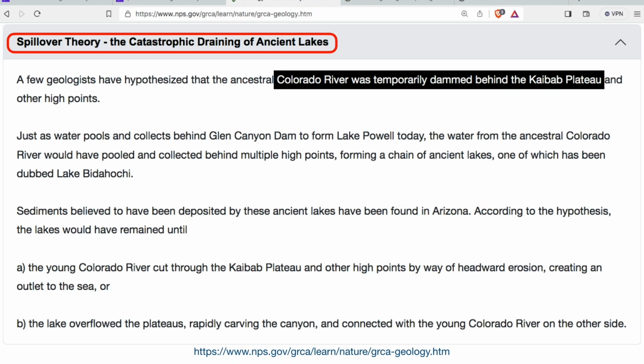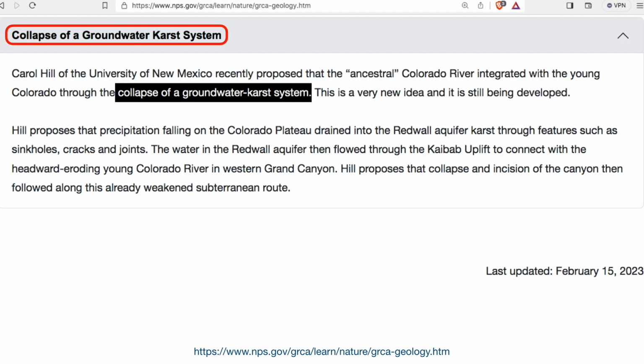And then this one, spillover theory. The catastrophic draining of ancient lakes. Now, I agree with that. They're on the right trail. They just got the lake at the wrong spot. It says the Colorado River was temporarily dammed behind the Kaibab Plateau. Well, we looked at that. If it was dammed behind the Kaibab Plateau, it should have flowed around the north. That's where it's lowest. It should have gone around the north, not right through it. So throw that one out. And then this is the collapse of a groundwater karst system, and this is a very new idea that's still being developed. Well, if the ground just collapsed, that's not going to make a pothole on that cliff. So throw that one out.